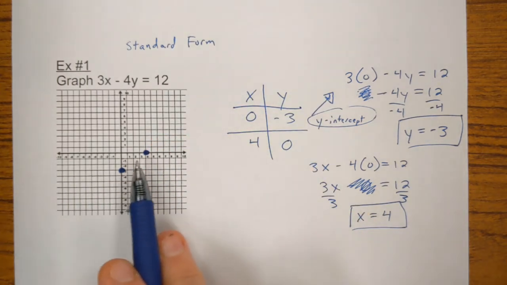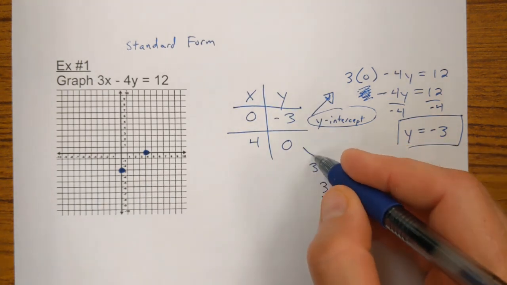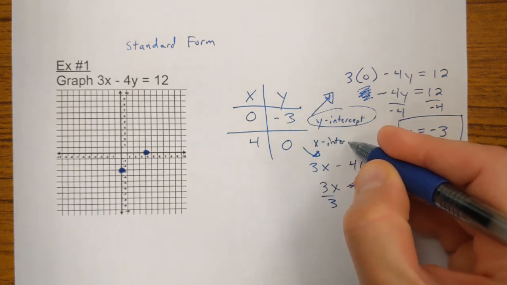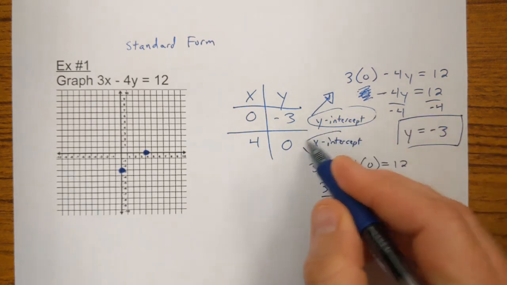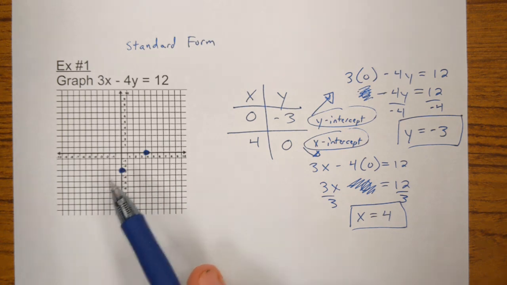I have now found the second point of this line at 4, 0. Now, you'll notice this is the point where the line crosses the x-axis, and this also has a name. This is called the x-intercept. Now, here's the beautiful thing. If you know that your graph makes a straight line, all you actually need to graph it are 2 points.